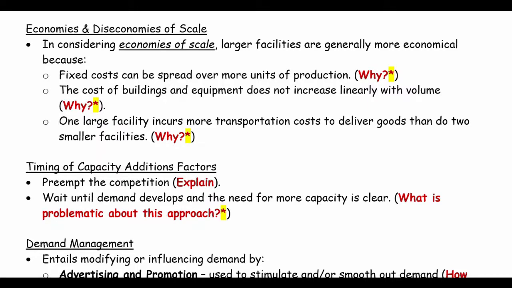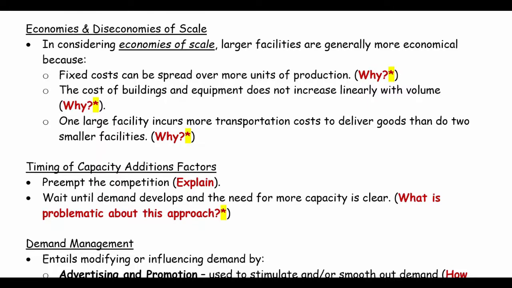So, in considering economies of scale, larger facilities are generally more economical because fixed costs can be spread over more units of production. Why? Well, you have more units. So if your rent on your building is $10,000 a month and you're producing 10,000 units, that's $1 per unit, relatively, right? And if it was 100,000 units, then it would be 10 cents a unit. So that's what they're really talking about as far as fixed cost.